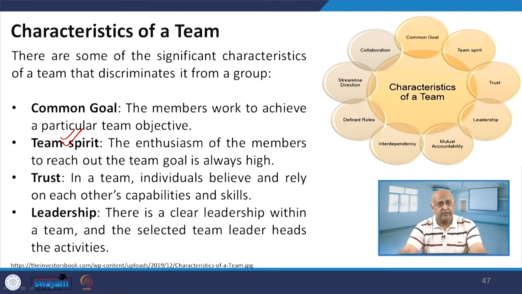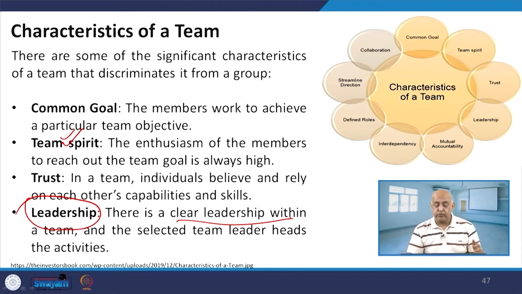Trust is another very, very important dimension in a team, where they have trust in each other. And what is our subject? This subject is leadership and team effectiveness. Here the role of leadership comes in, and you understood that this is a leader. What does a leader do? A leader provides direction, a clear-cut direction and instruction: what to do, what not to do, what will work, what will not work. That clear-cut direction, that clear leadership, will create a team, and the selected team leader heads the activities. And therefore, to be a successful leader, we understand that clear direction is required from the leader.